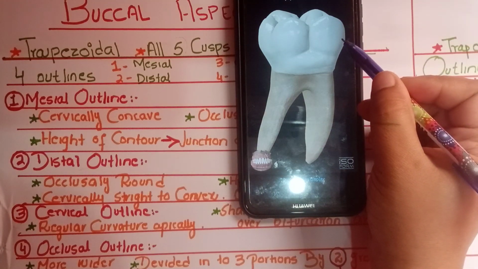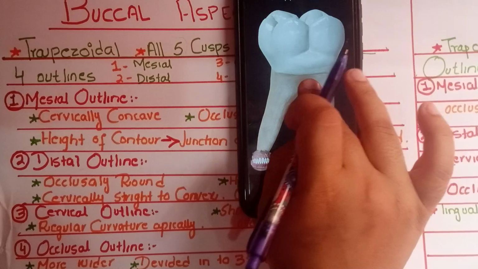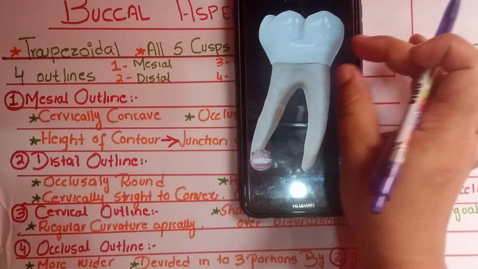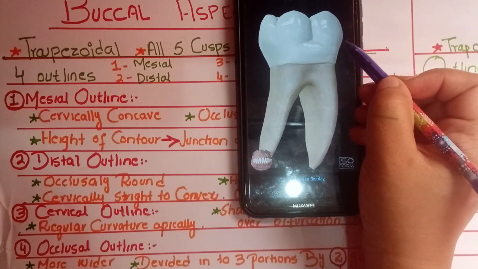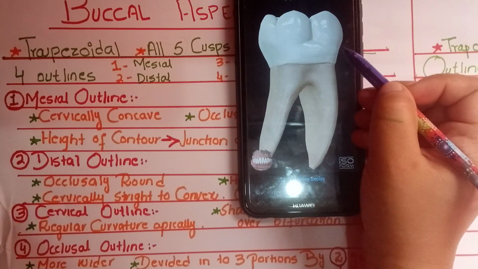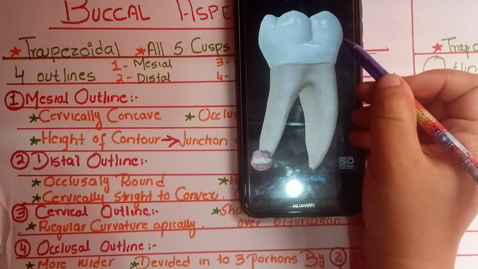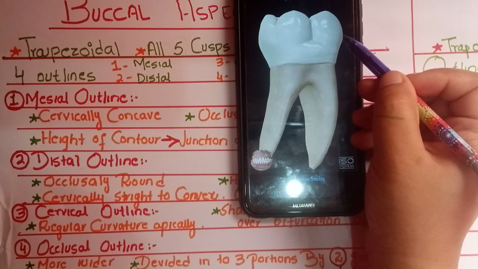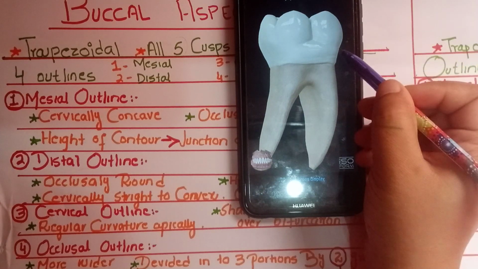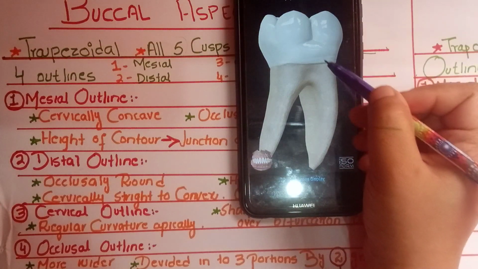And here we can see a little prominence, and this prominence is known as the height of contour from the mesial outline of the buccal aspect of the mandibular first molar, and this height of contour is present at the junction between the occlusal and cervical third of the tooth.